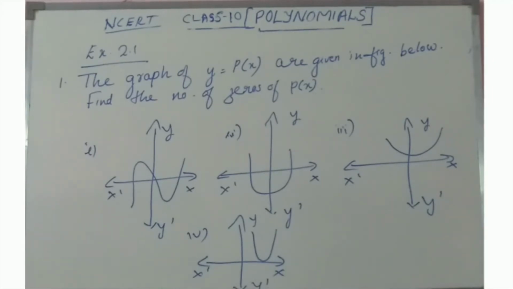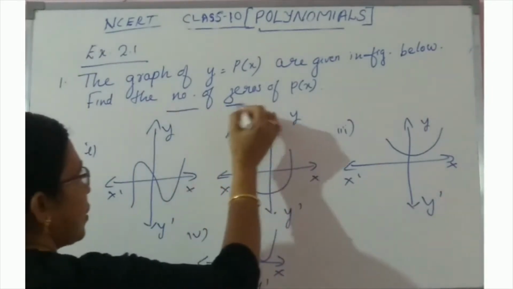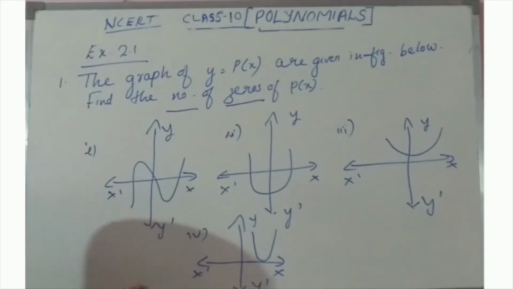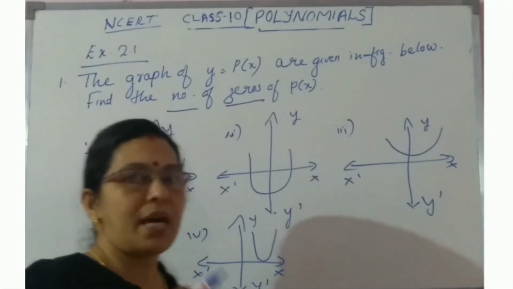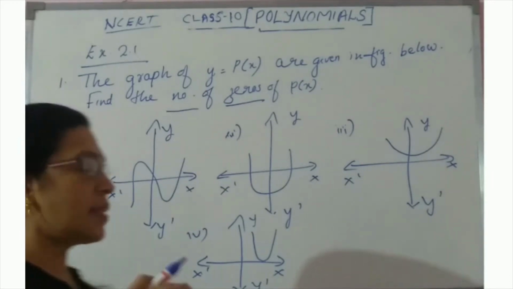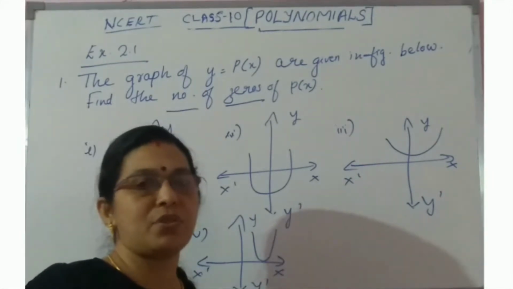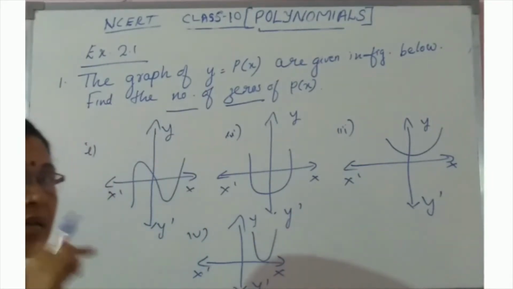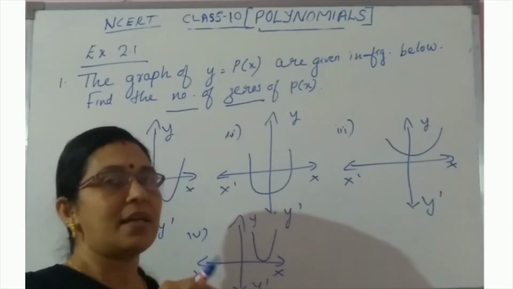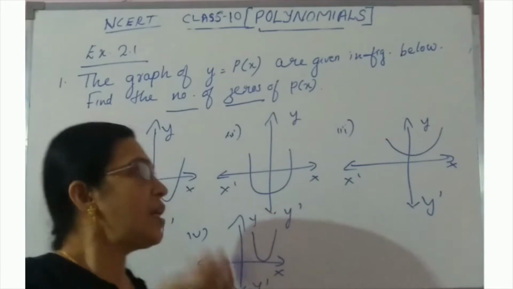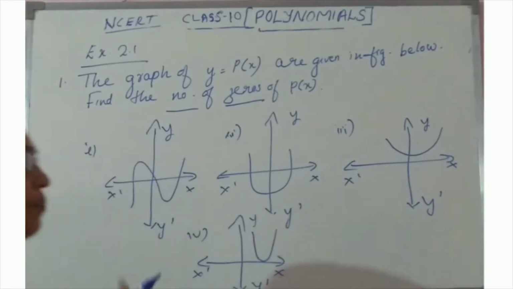From these graphs we have to find out the number of zeros. How to find out the number of zeros from the graph? We studied the concept: if the graph touches the x-axis or cuts the x-axis at n number of points, the number of zeros is equal to n. So it touches the x-axis, not the y-axis. You have to find out at how many points it cuts the x-axis. That many zeros will be there in the answer.